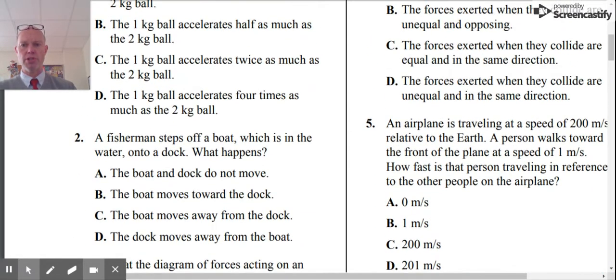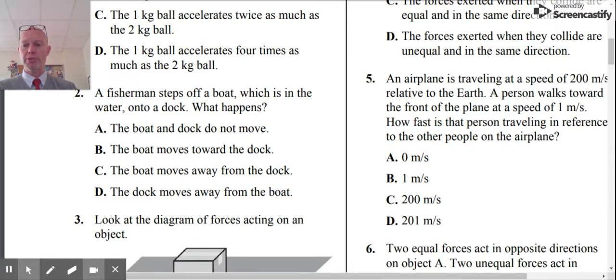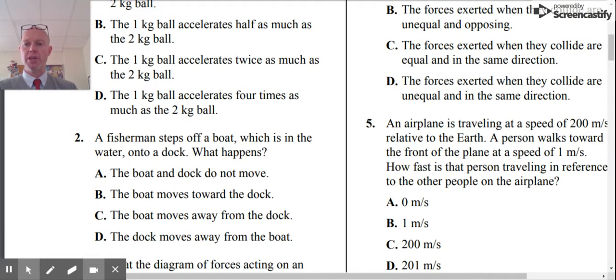Next question, question 2. A fisherman is stepping off a boat, which is in the water, onto a dock. What happens? Well, if you've ever been on a boat and you get off, you push backwards with your foot. What moves? Only one thing moves. Again, think of Newton's third law when you answer this question.